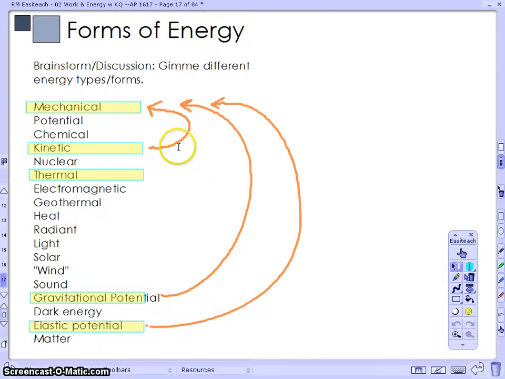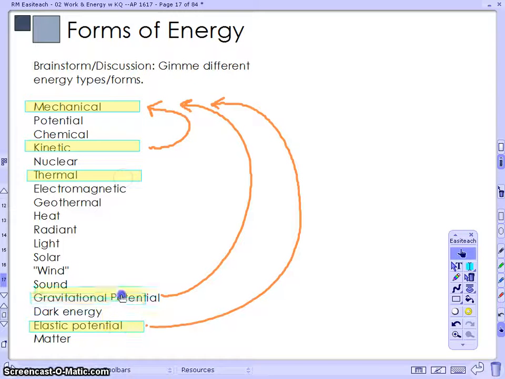Here's another list from the previous year. And I want to show these relationships, like gravitational potential is a type of mechanical. Kinetic is a type of mechanical energy. Elastic potential is a type of mechanical energy. And I'm highlighting certain ones: mechanical, kinetic, thermal, gravitational potential, and elastic potential. Yeah, people try to get fancy and say stuff like dark energy and matter.